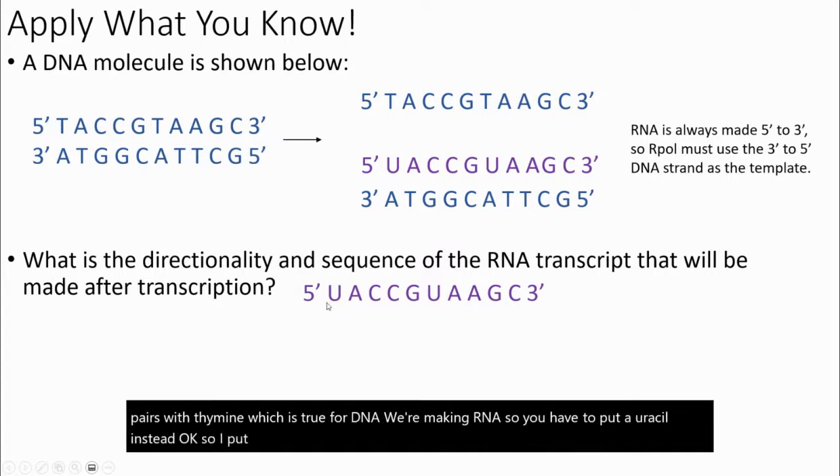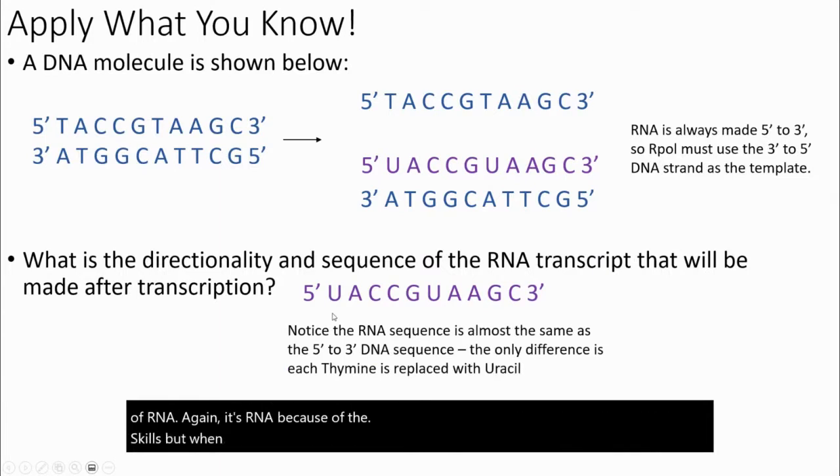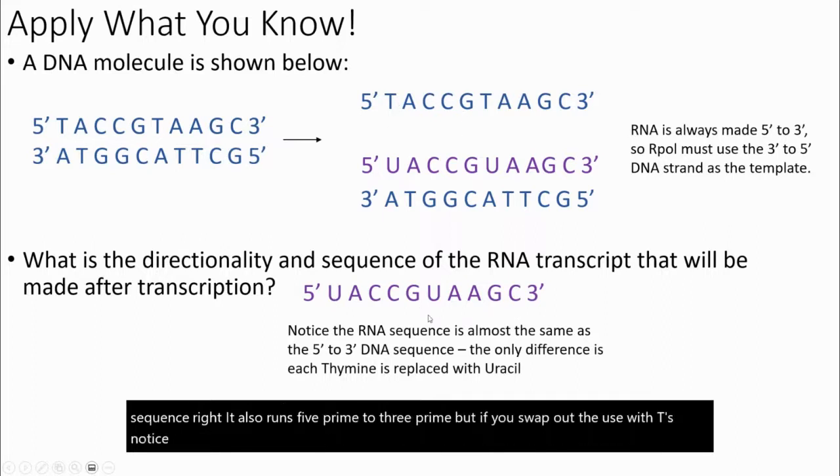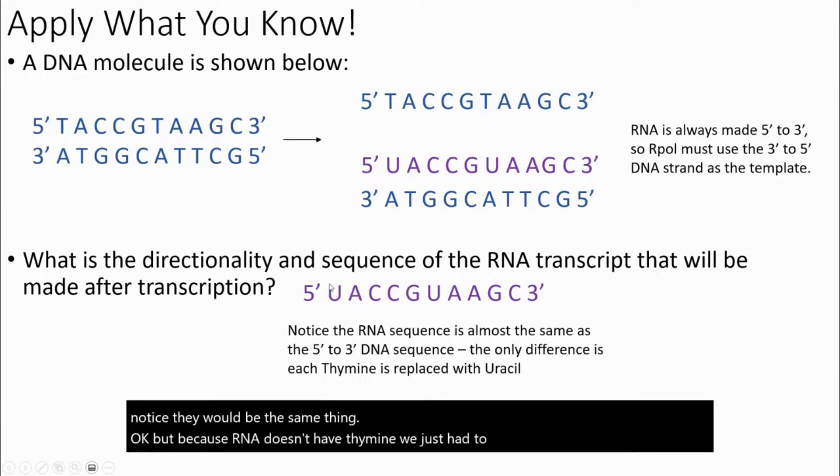So I put the answer down here. Here's our 5' to 3' piece of RNA. Again, you know it's RNA because of the uracils. What I want to point out is this sequence is almost the same as this starting DNA sequence. It also runs 5' to 3', but if you swap out the U's with T's, they would be the same thing. But because RNA doesn't have thymine, we just had to rewrite that sequence, but put U in place of T.